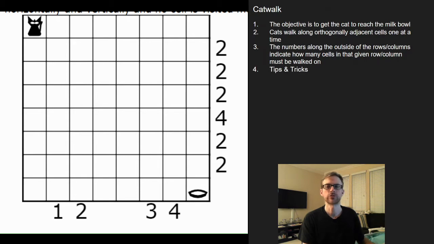What I'm going to go ahead and do is try to solve these puzzles for you, sharing some common tips and tricks along the way to hopefully make it easier for you to solve these on your own. If you want to give it a try before seeing the solution, I've got the links in the description below.